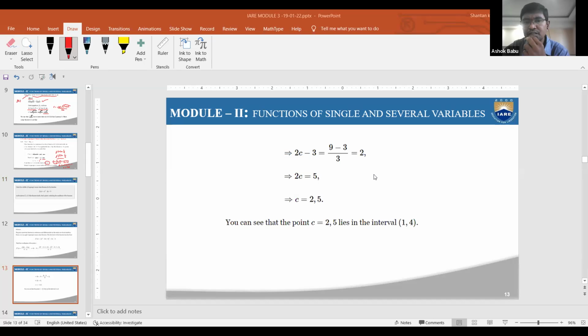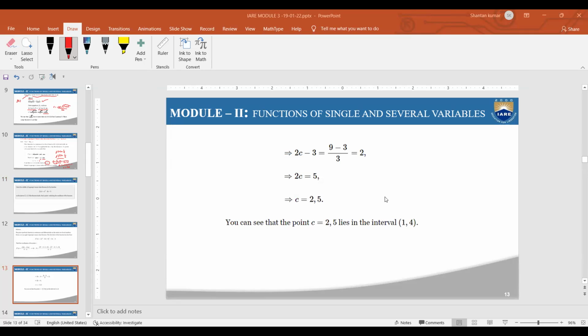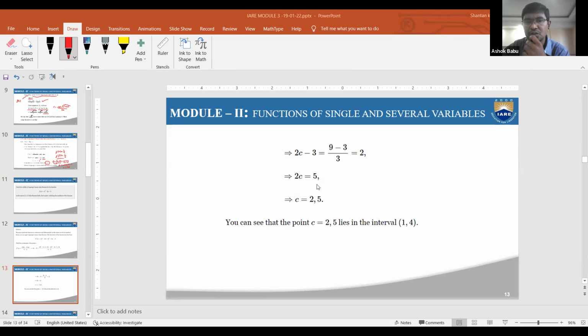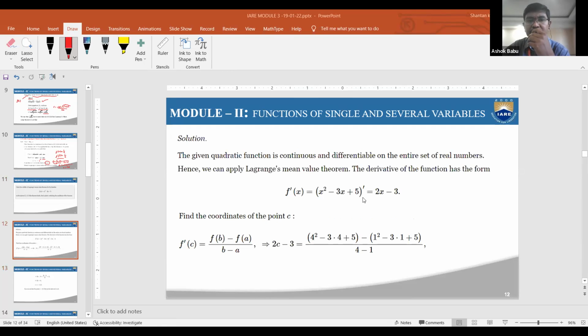2.5. 2c is equal to 5, so c is equal to 2.5. Sir, I got 2.5. It is 2.5, that is the solution. 2c is equal to 5, and whoever got 2c is equal to 5, that is c is equal to 2.5, that is exactly the right solution. And who are not getting that properly, you need to observe properly. You need to get the solution. And here clearly I did the solution.